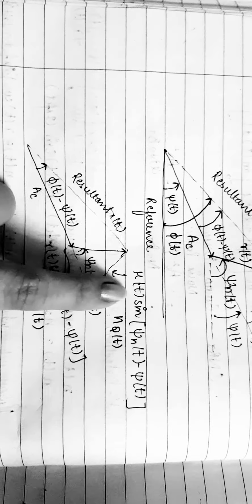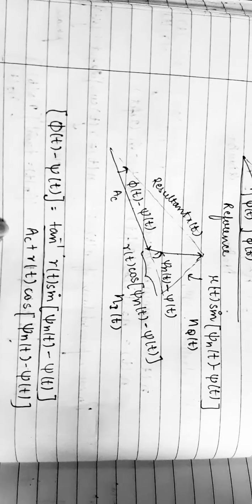So we know that the angle is φn(t) minus φ(t) with hypotenuse r(t). So we get r(t) sin(φn(t) minus φ(t)), this is the quadrature component, while the in-phase component will be r(t) cos(φn(t) minus φ(t)). So we can write θ(t) minus φ(t) will be equal to tan inverse of r(t) sin(φn(t) minus φ(t)) upon Ac plus r(t) cos(φn(t) minus φ(t)), that is tan inverse of perpendicular upon base.